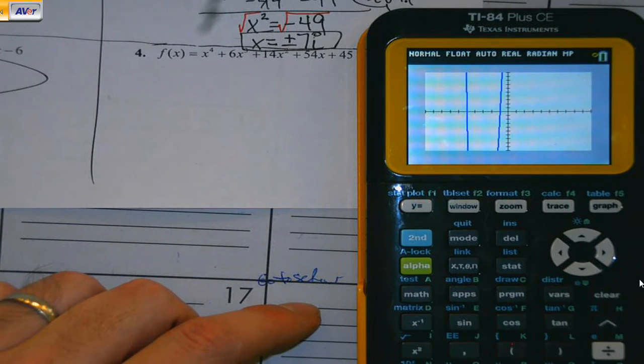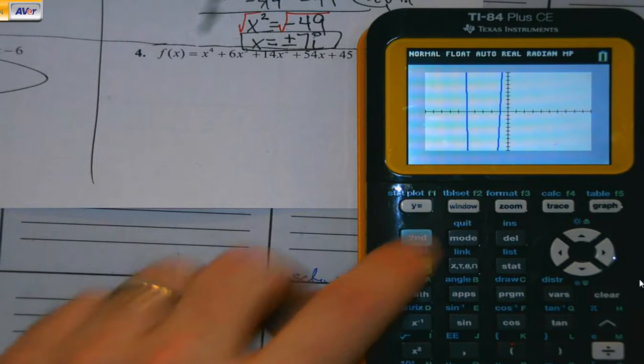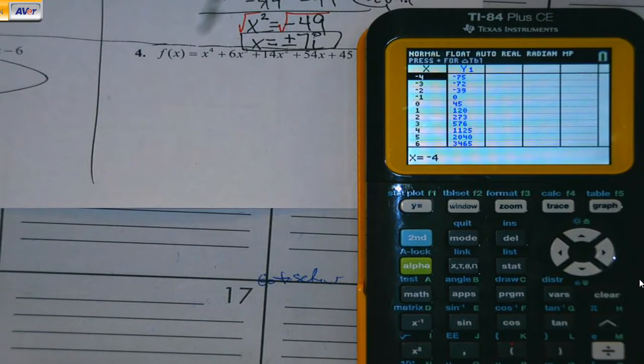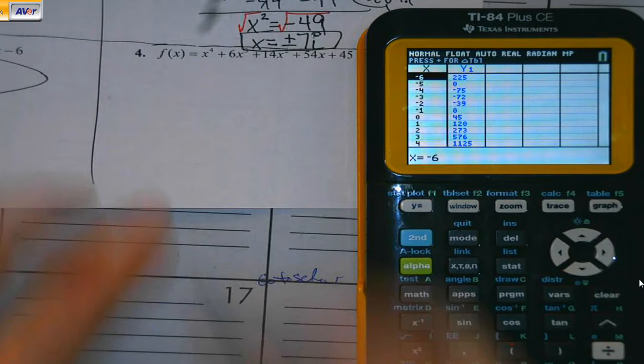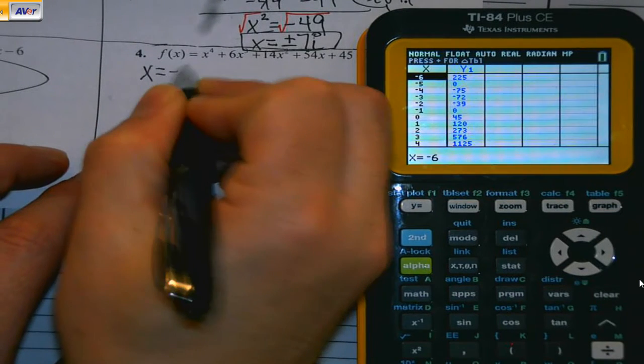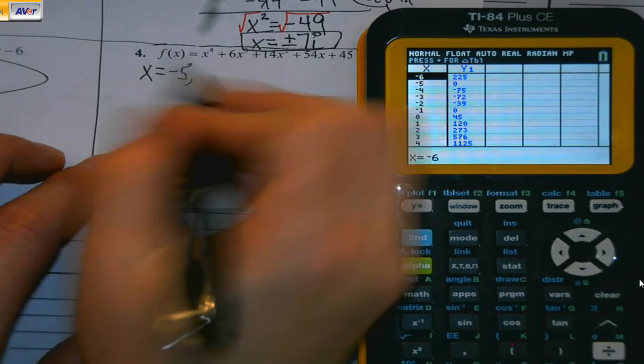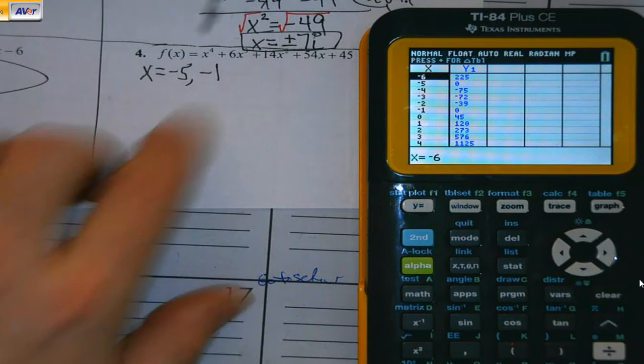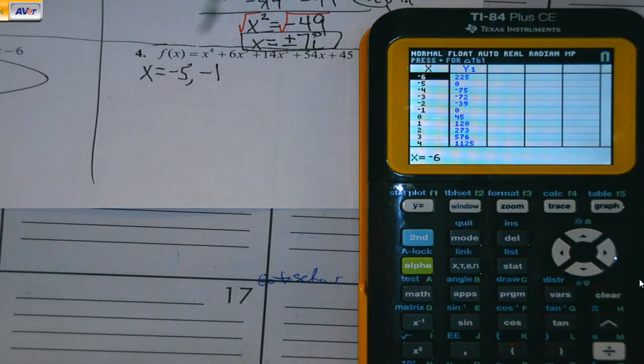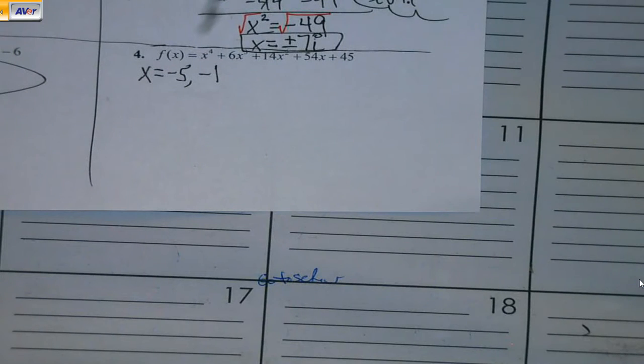A little bit. Okay. Looks like I'm going to get 2 zeros out of this. Let's see what we get. There's 1. Oh, there's the other one. Okay. So I get negative 5 and negative 1. But I need 4 answers. I only got 2. This one's going to take a little more work.